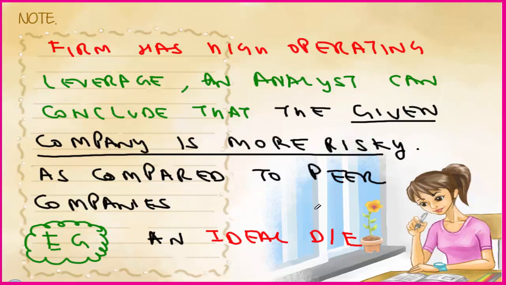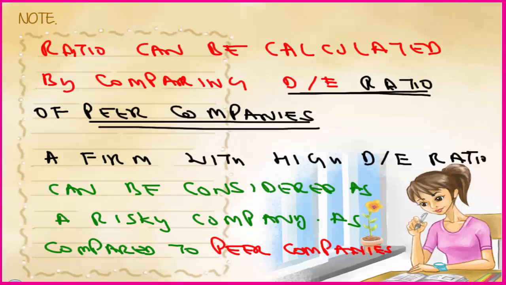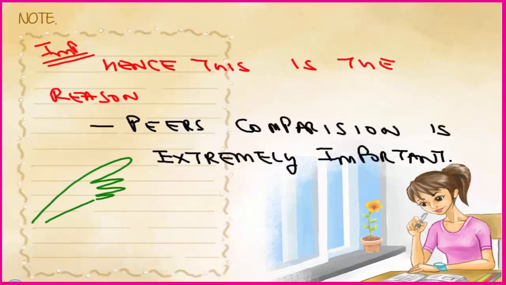The next example which I have given is the ideal debt equity ratio. So what is the meaning of ideal? The benchmark debt equity ratio can be calculated by comparing the debt equity ratio of peer companies, with the help of the average of the debt equity ratio. Then we can say that the given peer company has a high debt equity ratio or a low debt equity ratio, and on the basis of that we can value. So we can say that this classification, peer comparison, is extremely important.